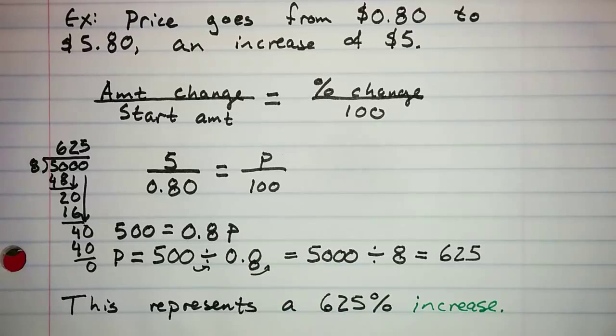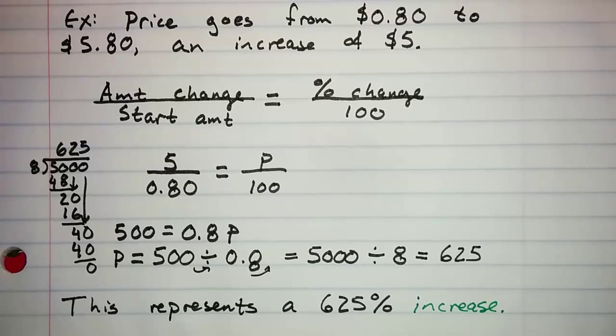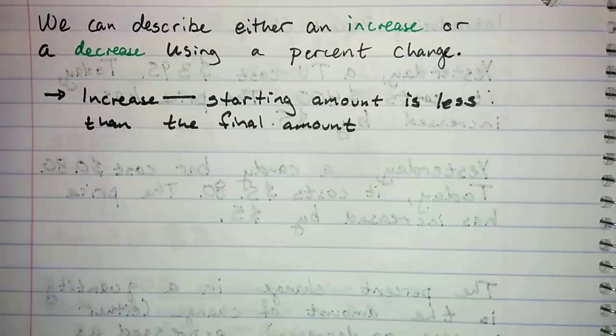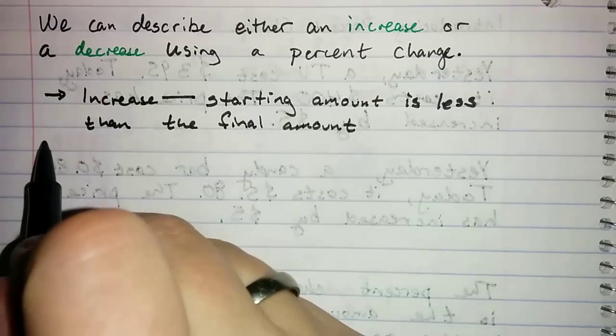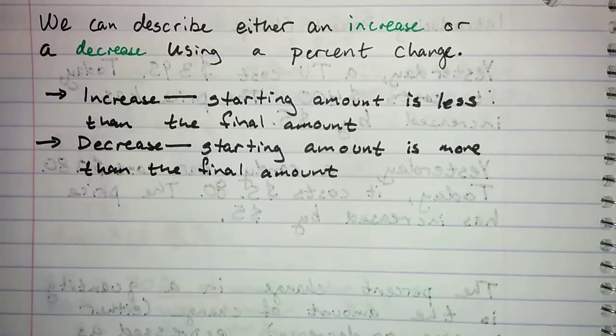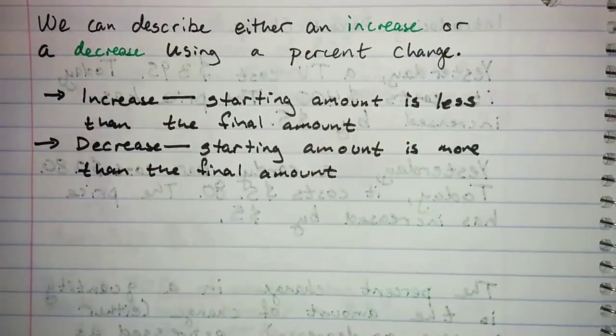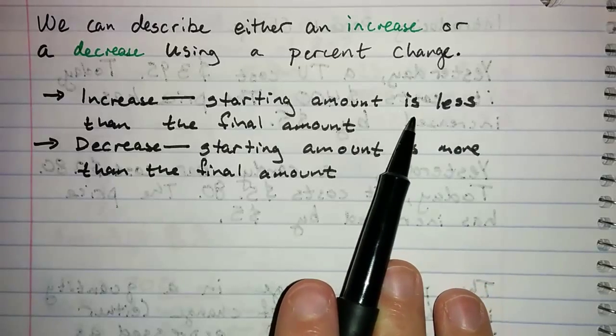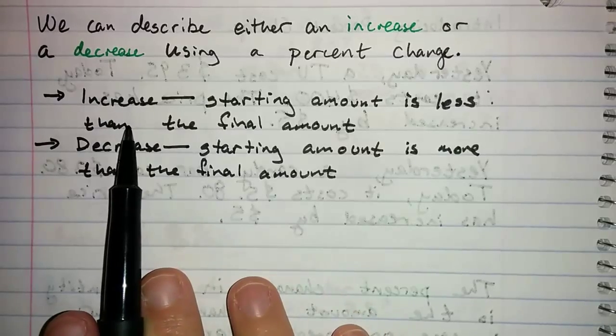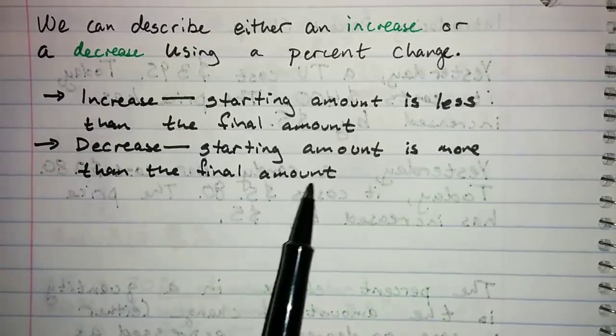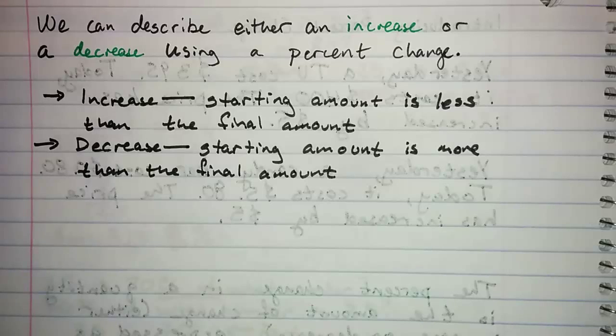Now, of course, we can describe either an increase or a decrease as a percent change. If we saw an increase, the starting amount is less than the final amount. If we saw a decrease, the starting amount is more than the final amount. These are just the usual ways that we use increase and decrease in English. If some quantity goes from a smaller amount to a greater amount, it's increased. If it goes from a bigger amount to a lesser amount, it's decreased.